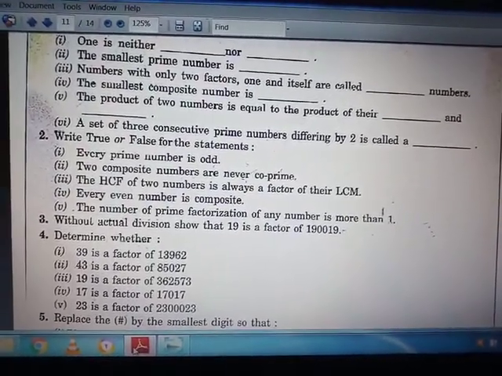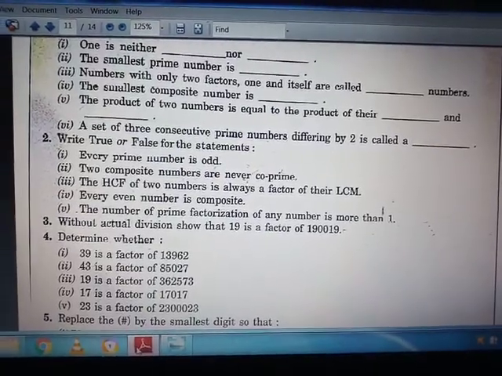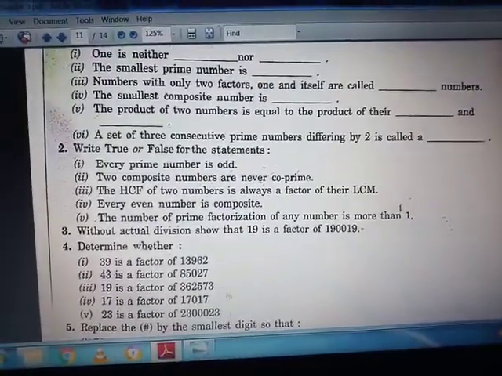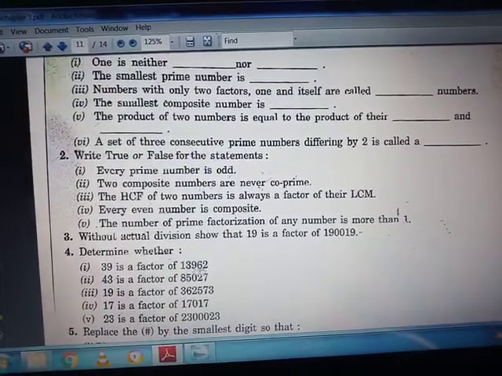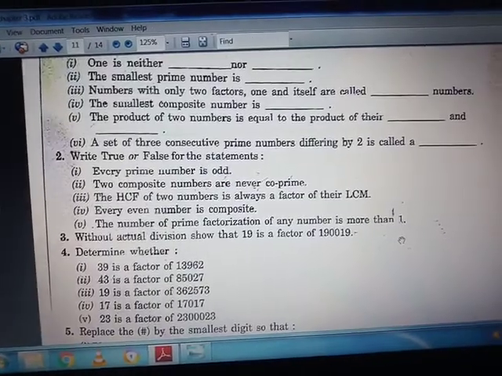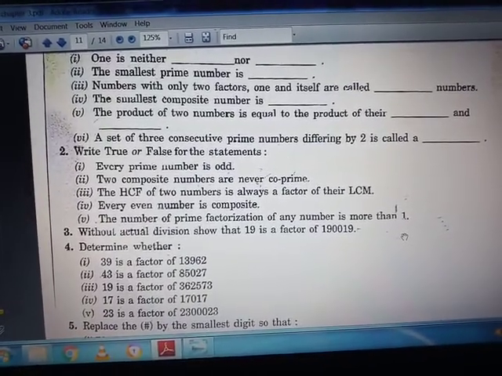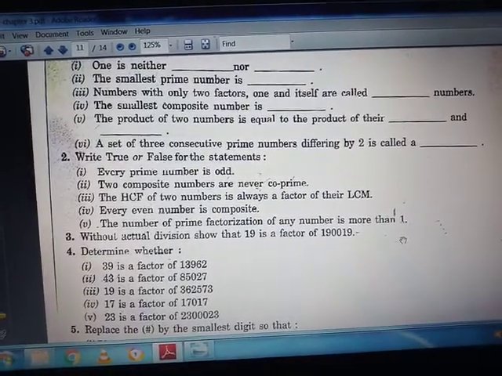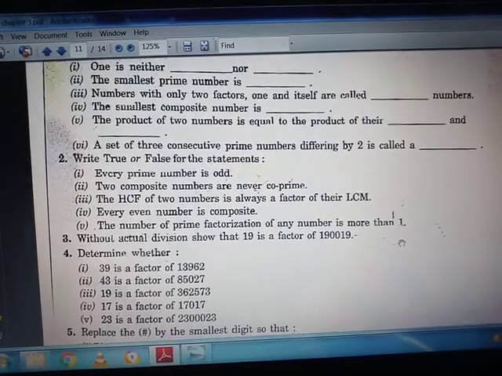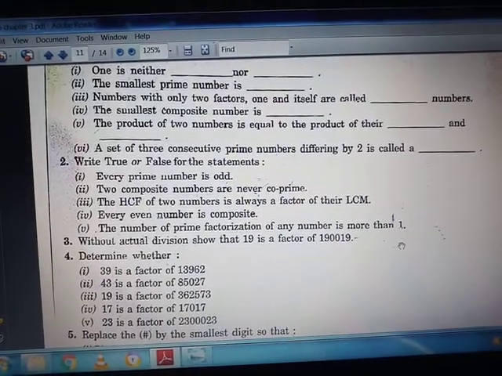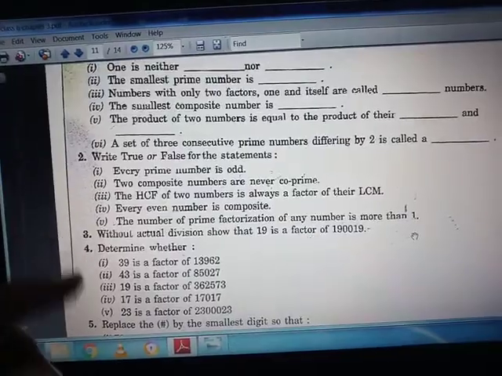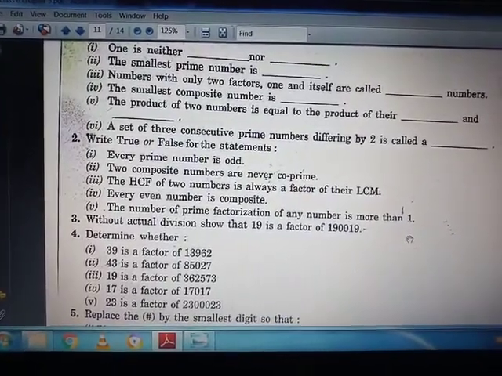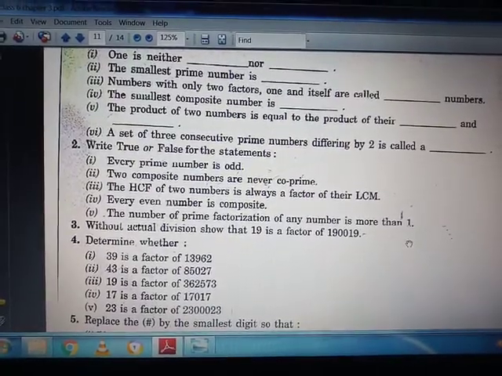Now the fifth part is: the number of prime factorizations of any number is more than 1. This is also false, because the number 1 has prime factorization 1 itself. And after 1, no other number is there, so this statement is also false. Now question number 3: without actual division, show that 19 is a factor of 19.